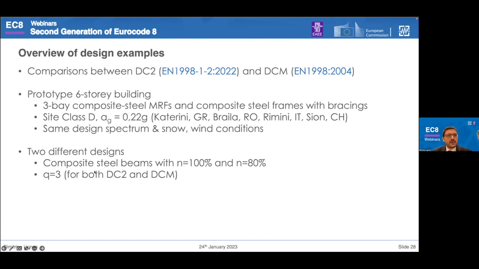We've done two different designs on composite steel beams, with full composite action as well as 80% composite action. And in all cases, we use a Q factor of 3 to understand a little bit what's happening with DC2, when we don't apply capacity design at the joints but do explicit member checks, as we saw earlier, and DCM, which is the current version.